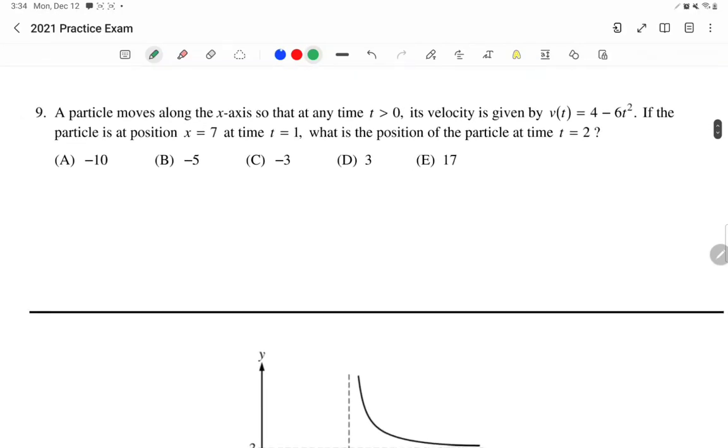All right, moving on, we are given a particle moving along the x-axis with a velocity of v of t equals 4 minus 6t squared. The particle's at position x equals 7 at time 1. What is the position at time 2? So if I'm going position, velocity, acceleration, I have velocity, I want the position, that's an integral. Right? They gave me velocity, and I want position.